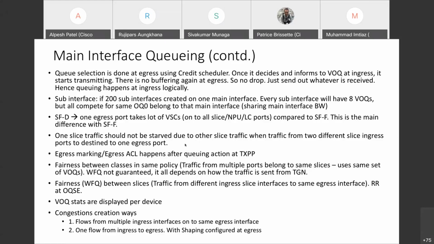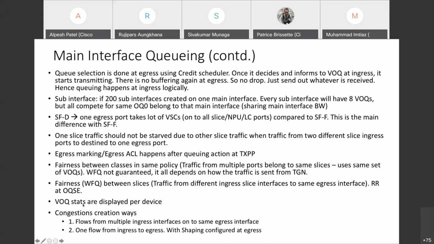So on the egress marking and egress ACL, that happens, as we mentioned, after the queuing action at the TXPP. So there is fairness between the classes in the same policy. Traffic from multiple ports belonging to the same slice uses the same set of VOQs, so WFQ is not guaranteed. It all depends on how the traffic is sent from the TGN. In case we have one or a few demo slides, we'll look into those show commands and explain more over there.